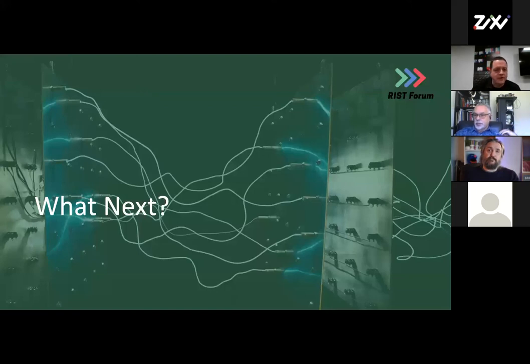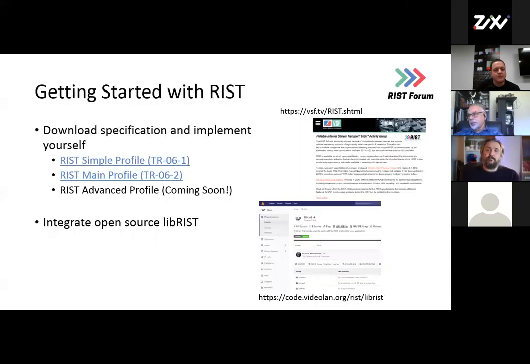Okay, let's talk about what's next. What's next for you in your journey with RIST? There are two ways you can get into the RIST world. The first way is you can download the specification and implement it yourself. As Cyril mentioned earlier, both the simple profile and main profile specifications are out and certified, so to speak, by the group. And then the advanced profile is in the works right now, and it's coming soon.